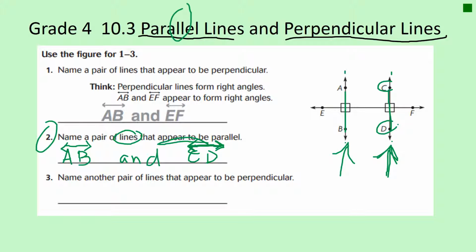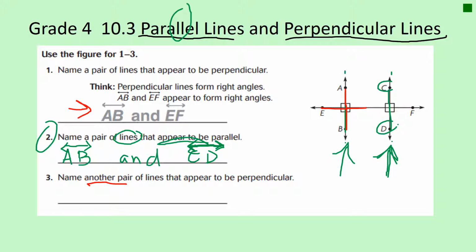There we go. Okay, number 3. Name another pair of lines that appear to be perpendicular. Now, they're saying another pair because they don't want you to name the ones that were already named in number 1. So we cannot use line AB, EF. Because those are definitely perpendicular. We need to find different perpendicular lines.